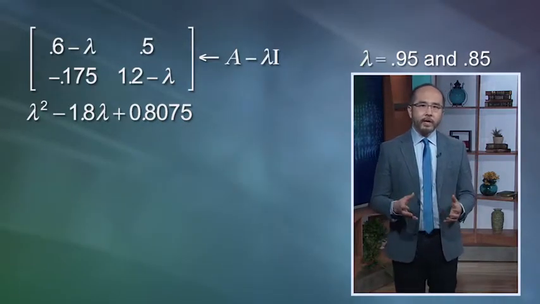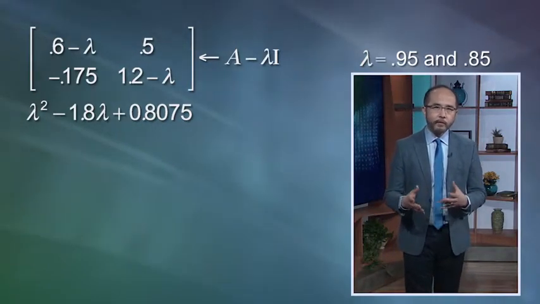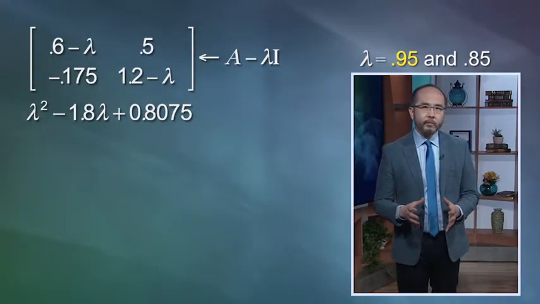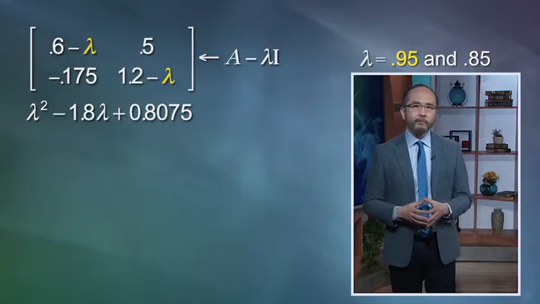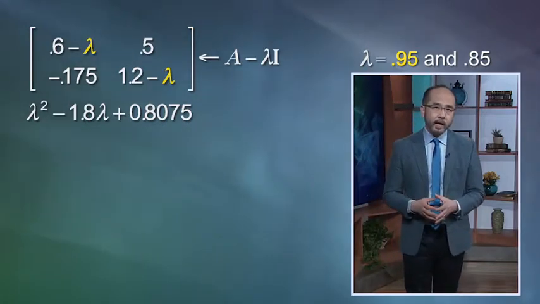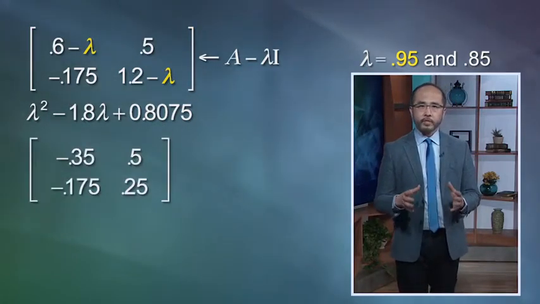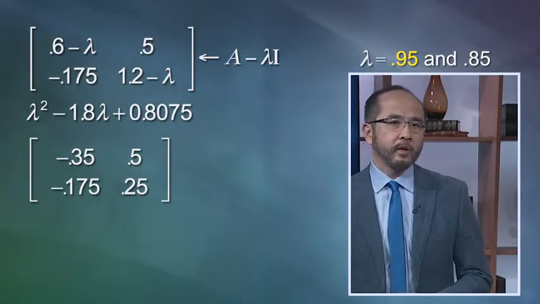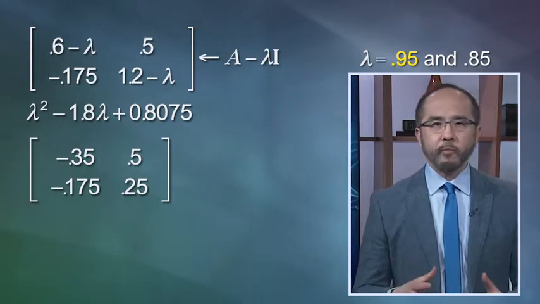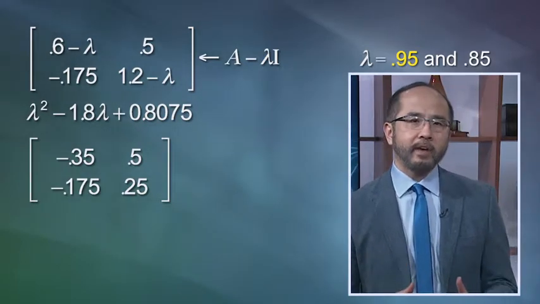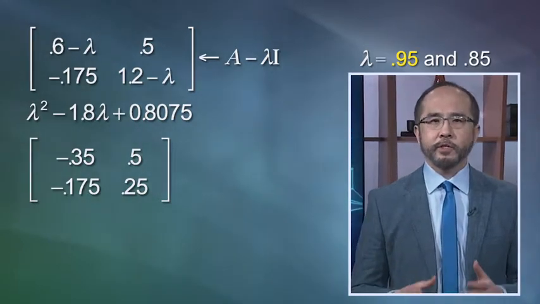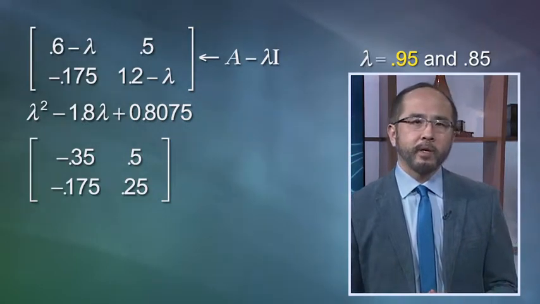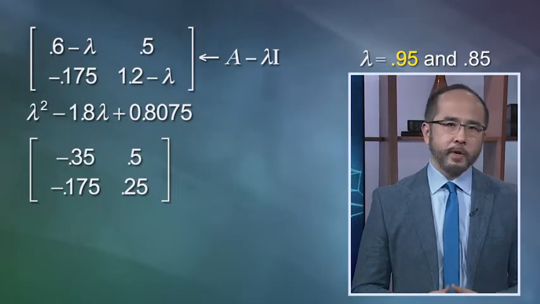Then we find eigenvectors associated with each eigenvalue in turn. For lambda equals 0.95, we plug lambda equals 0.95 into the matrix A minus lambda I, and you'll get this matrix. We expect this matrix to not be invertible, since the eigenvalues occur precisely where the determinant of the matrix A minus lambda I is 0. So it should have a non-trivial null space.